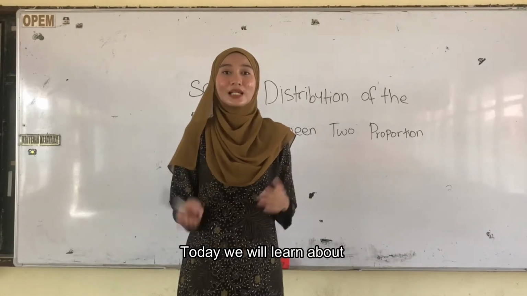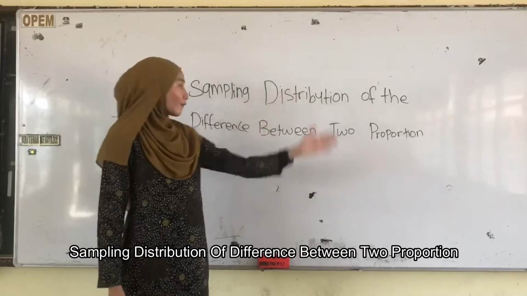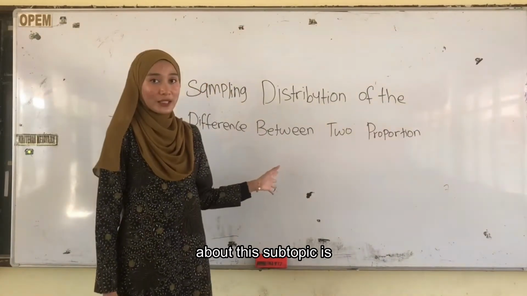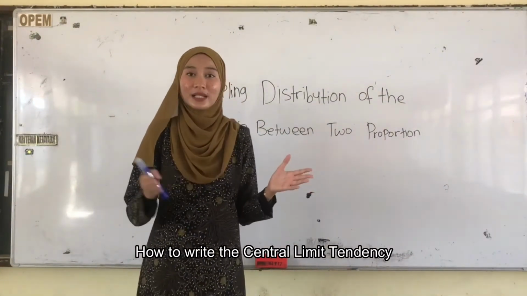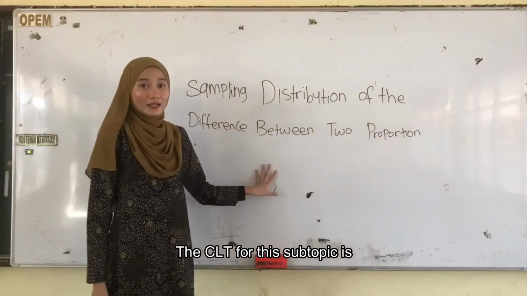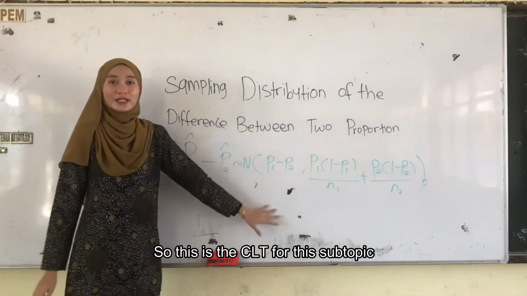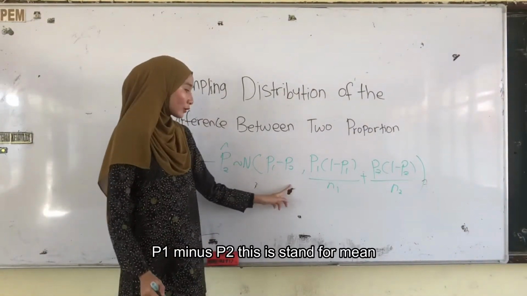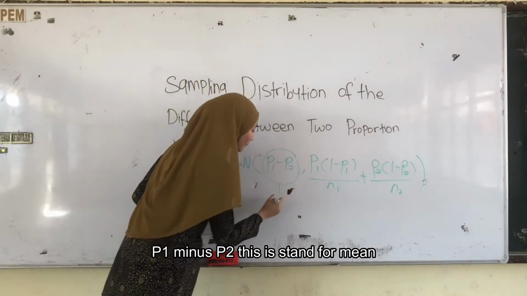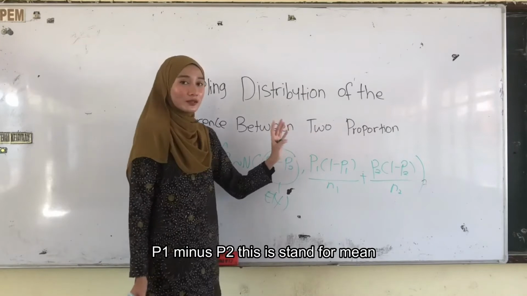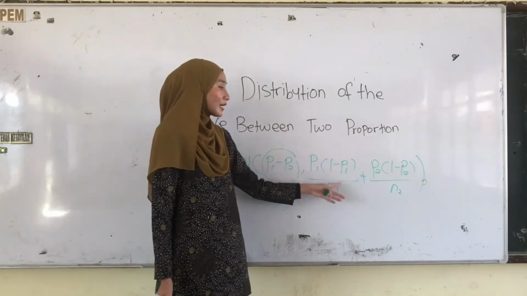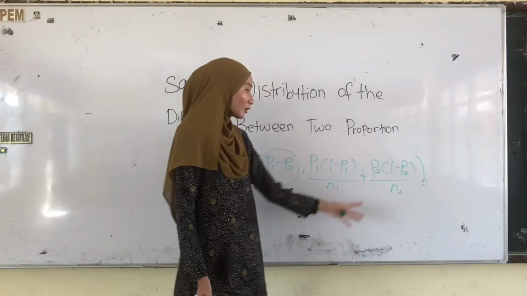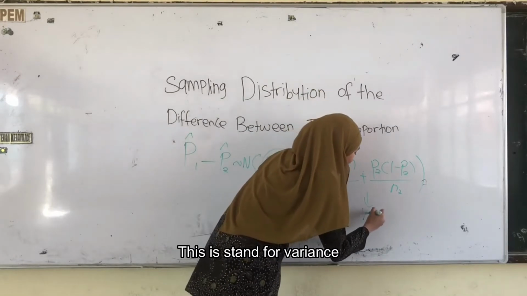So today we will learn about sampling distribution of the difference between two proportions. The first thing you should know about this subtopic is how to write the central limit theorem. Okay, for CLT for this subtopic, P1 minus P2 stands for the mean. P1 times 1 minus P1 over N1 plus P2 times 1 minus P2 over N2 stands for the variance.